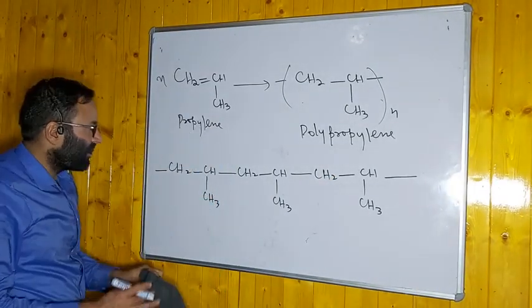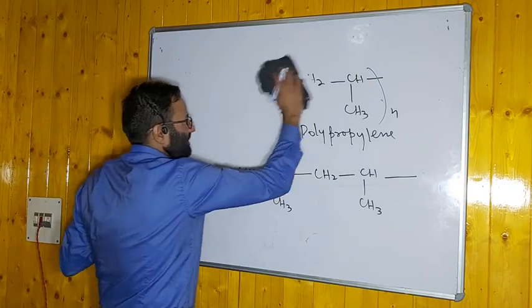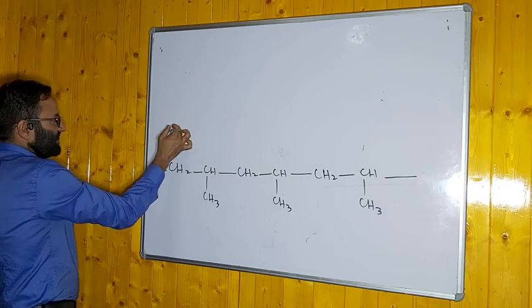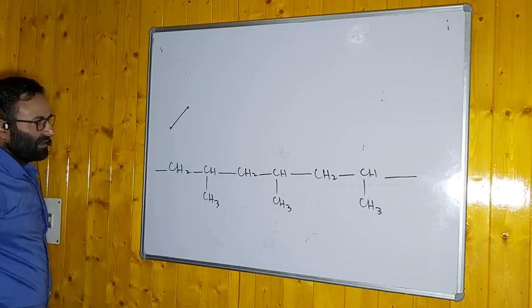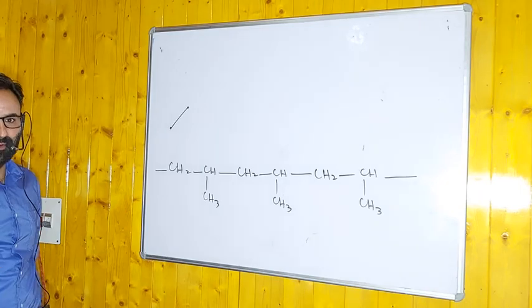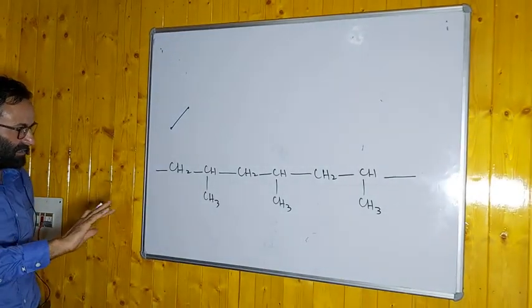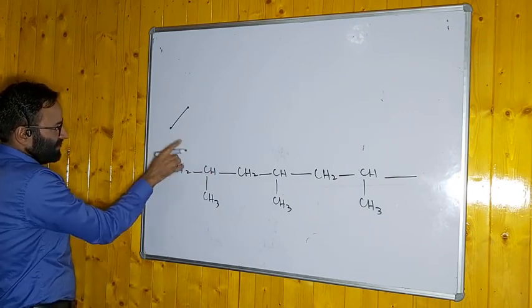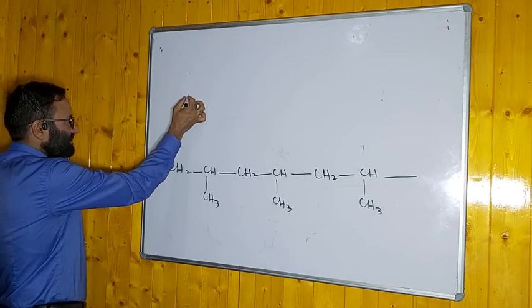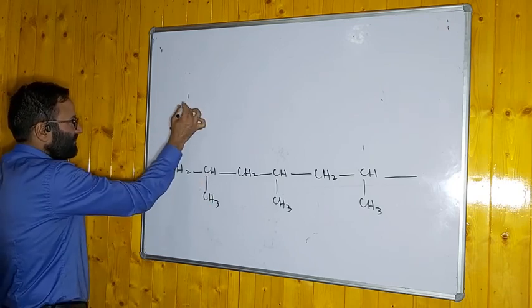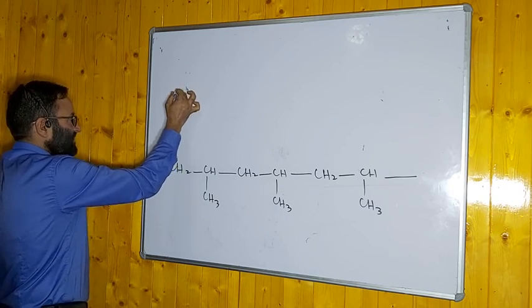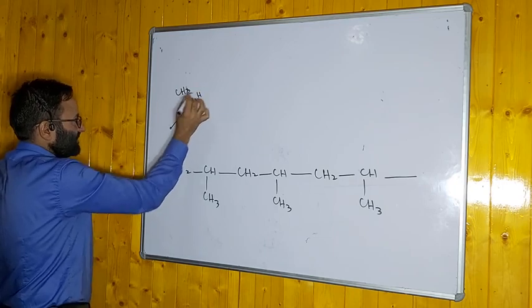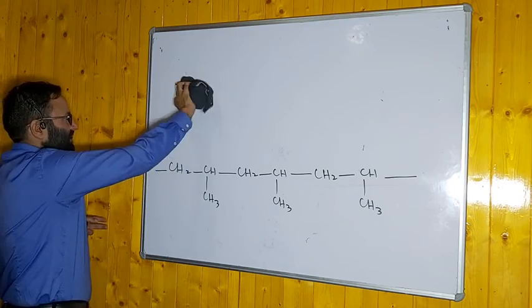We will draw it in a zigzag manner to understand it in a better way. You will have this one, CH2, then CH. We will draw its bond line notation, where we don't represent the carbon and hydrogen. This is CH2, then CH. On this carbon we have CH3 and H. First we draw it, then we discuss the forms.